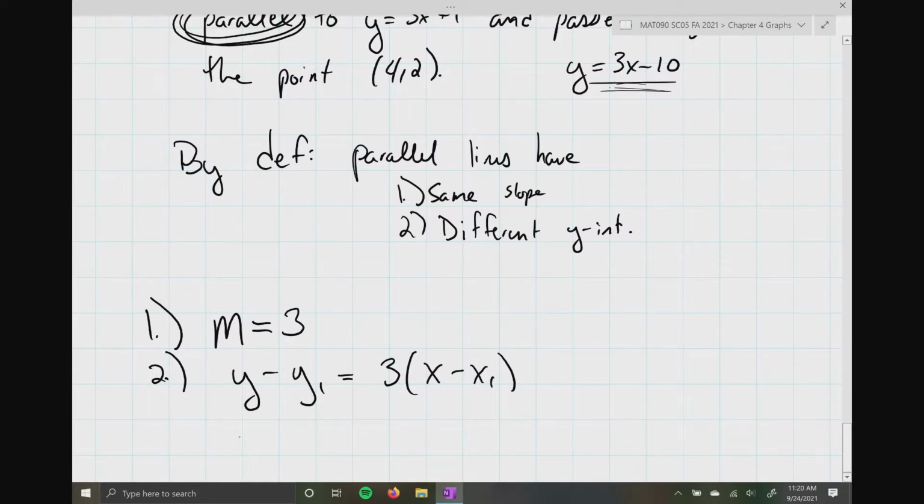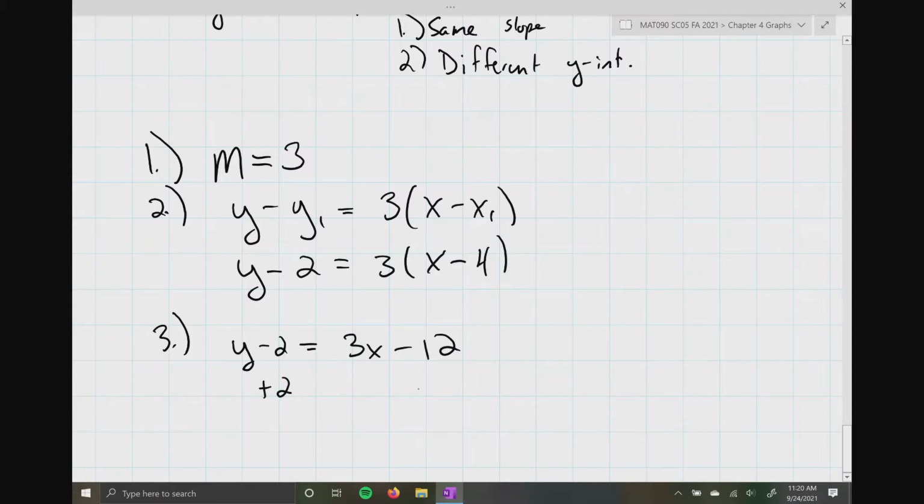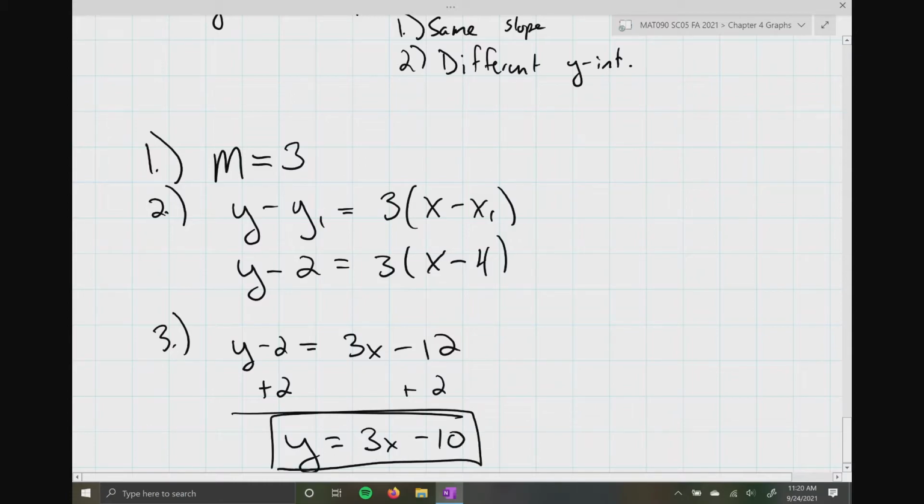So, y minus 2 equals 3 times the quantity x minus 4. And now I'm assuming you solved for y, am I correct? Yes. So, y minus 2 equals 3x minus 12. Now I add 2 to both sides. y equals 3x minus 10.